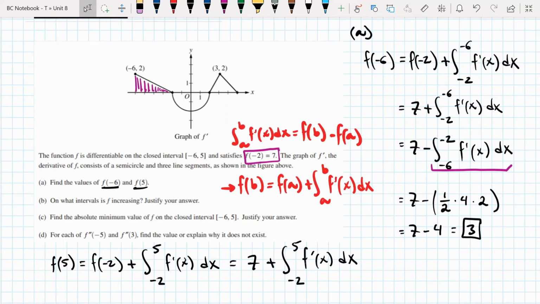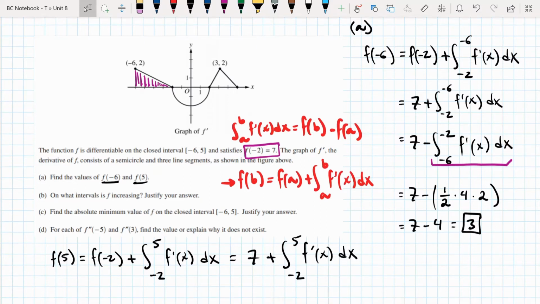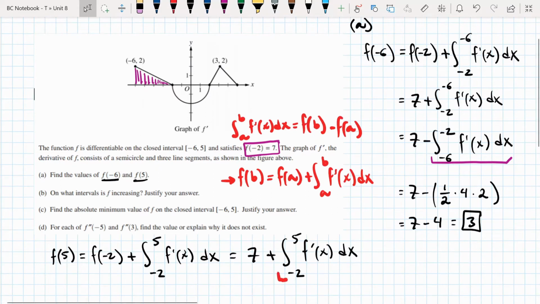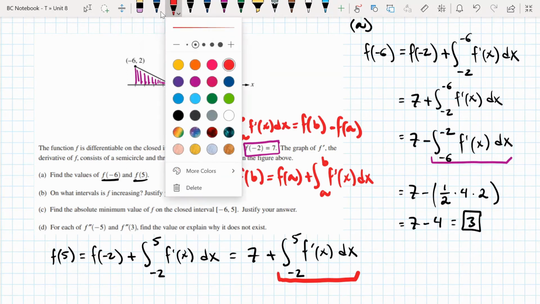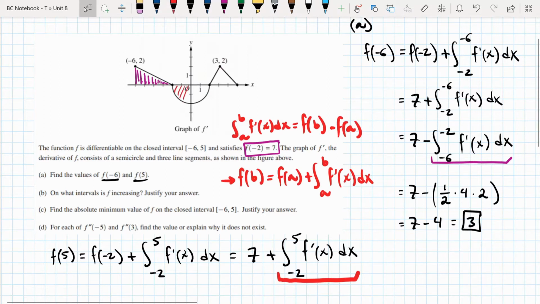And so the integral here is going to be equal to the area under the curve from -2 to 5. That's going to be represented by these. We actually have two different segments we have to deal with: this segment here, and then this segment right here. Remember, if it goes below the x-axis, the value is going to be negative.